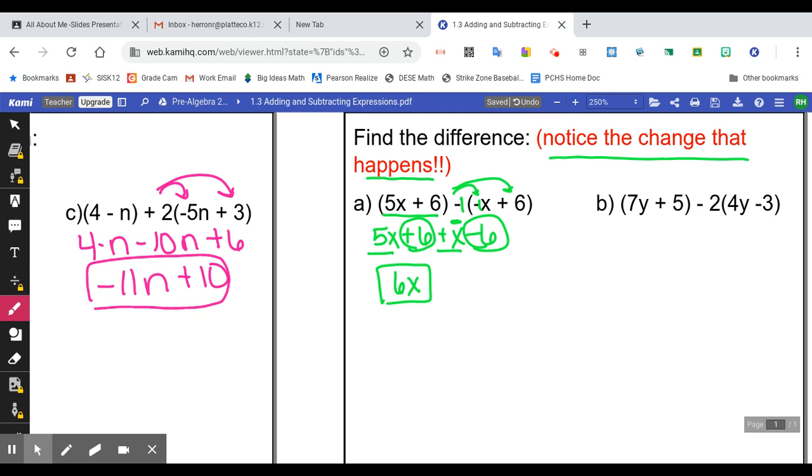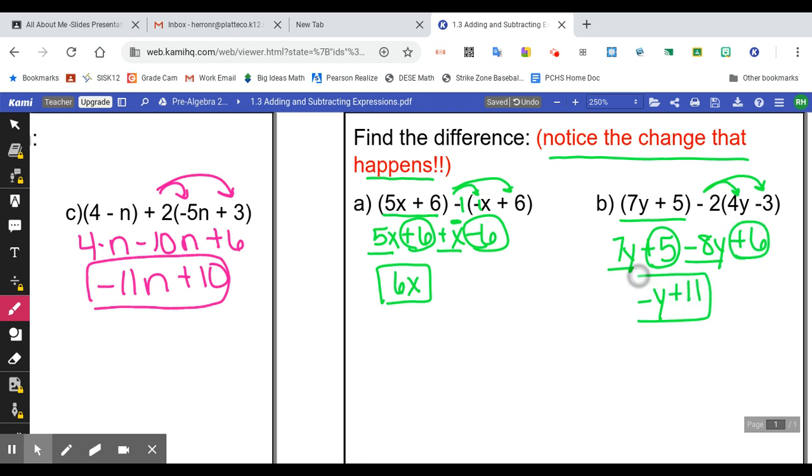Okay, so same thing over here. We don't touch the first one. It drops straight down. 7y plus 5. Distribute here, which is the negative. So we've got -8y plus 6. Now combine. 7 minus 8 is -1. 5 plus 6 is 11. Okay.